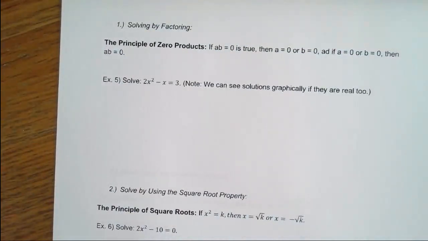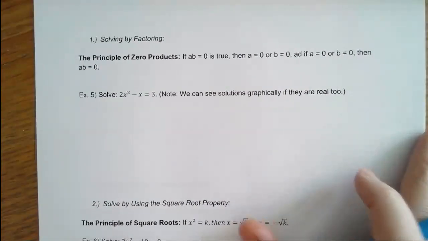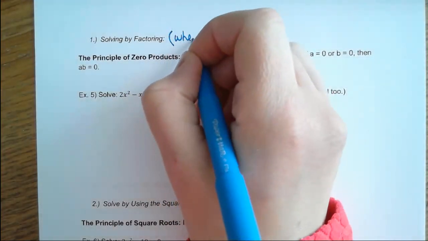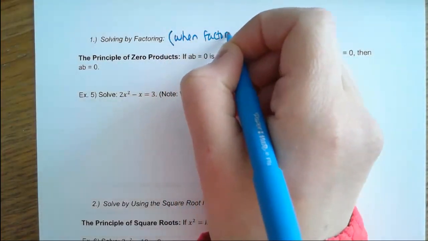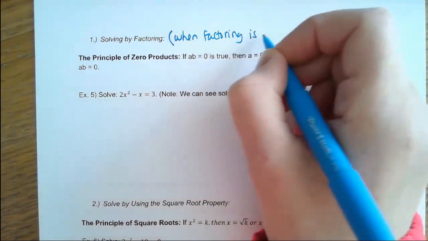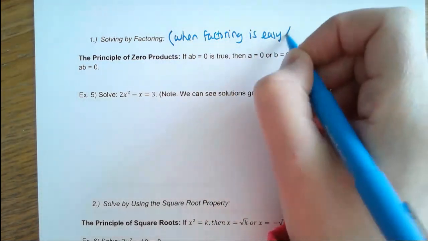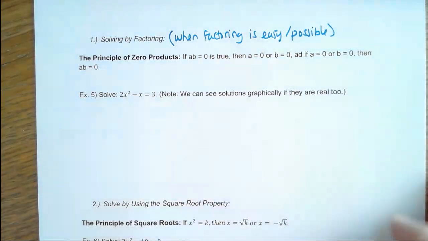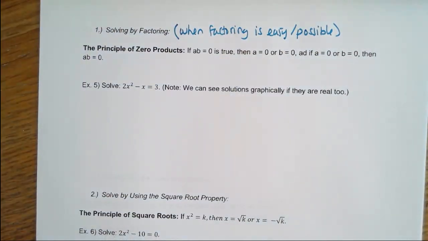All right, so our first strategy is to solve these by factoring. And this is helpful when factoring is easy and of course it's possible. Not everything is factorable. So there are different strategies we can use to solve quadratics, and factoring is one of them. But it's only good if factoring is actually possible, particularly if it's easy, right? If you're spending all day factoring, then it's not going to be a helpful strategy.